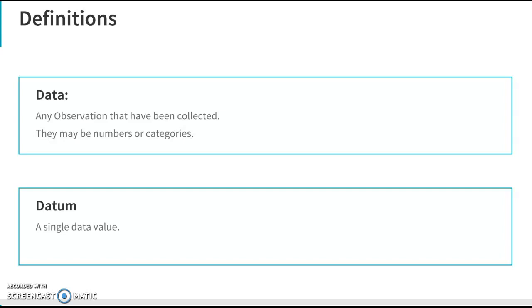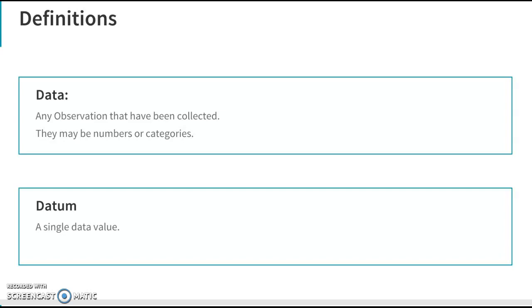Okay, first one is data. Data is any observation that has been collected. It can be numbers or it can be categories. So if there was a classroom of students and I got everybody's height, then all those observations would be data. So that would be a number.